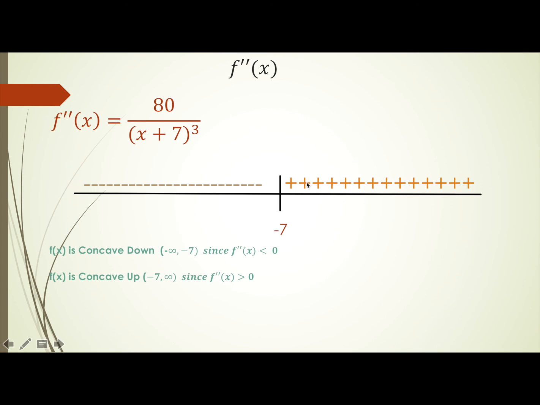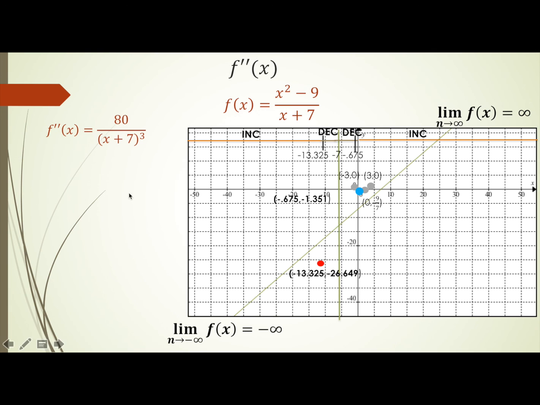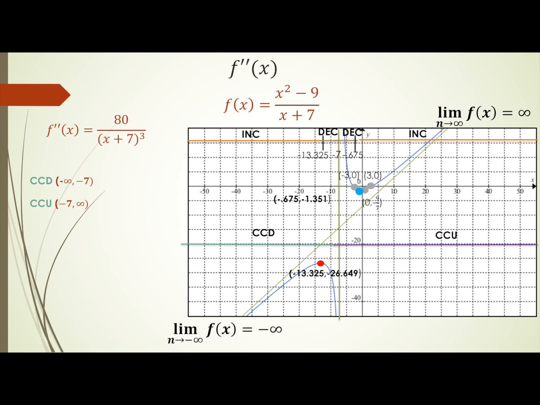Even though we see changes in signs, since the function is undefined at x equals negative 7, there are no inflection points. Let's go back to the graph. Here's our second derivative. This is what we just found. So from negative infinity to negative 7, it is concave down. And from negative 7 to infinity, it is concave up. Now the last thing we need to do is graph our function. You'll notice that everything that we found applies to our graph.